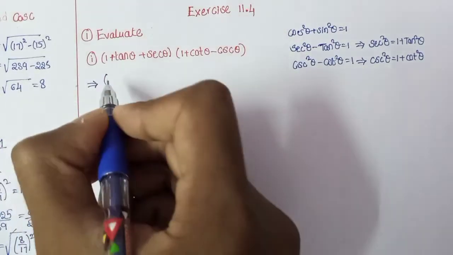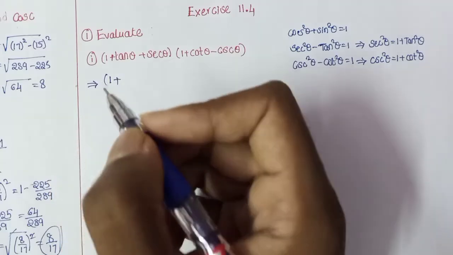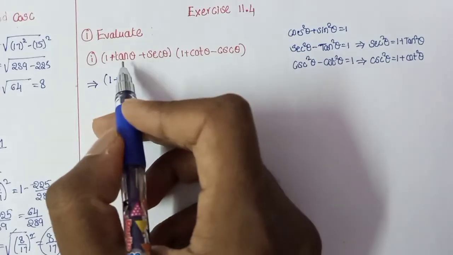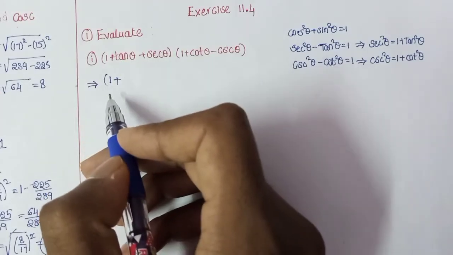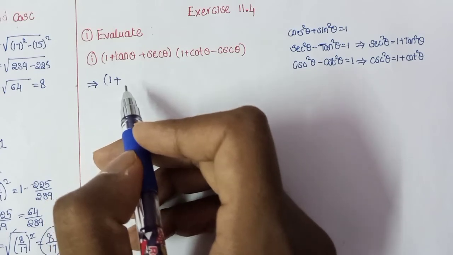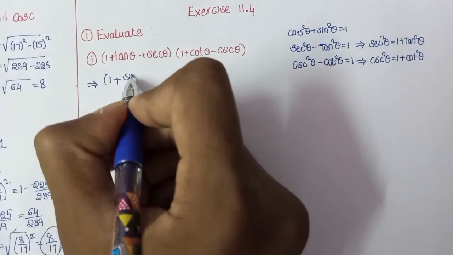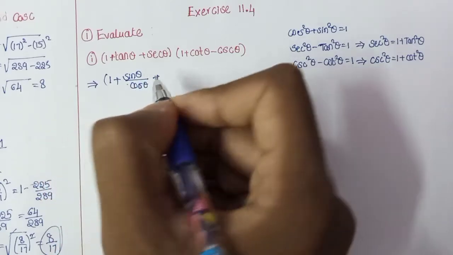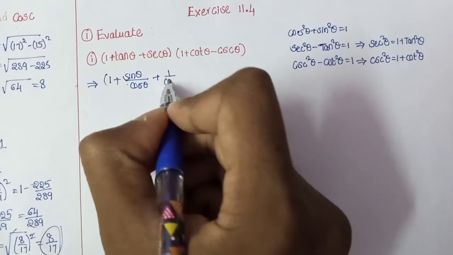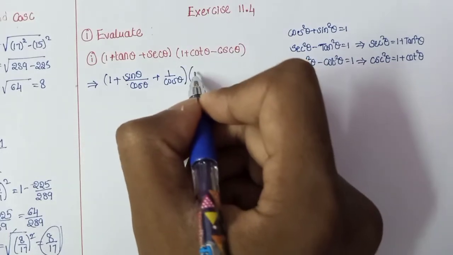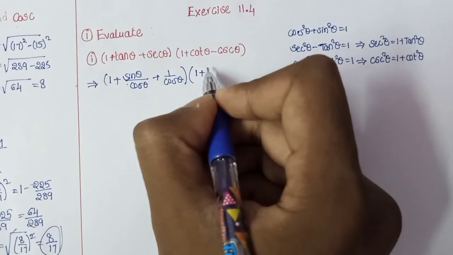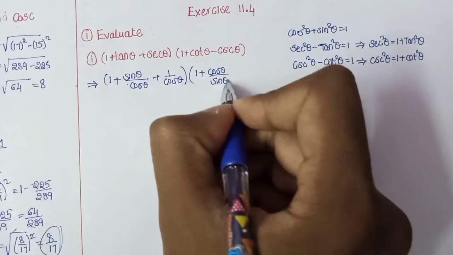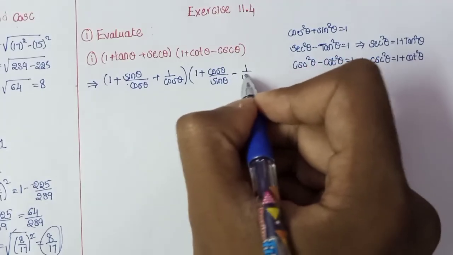Here, let us break the ratios. Let us break all the trigonometric ratios in terms of the basic ratios, sine theta and cos theta. So tan theta is equal to sine theta by cos theta, plus sec theta is equal to 1 by cos theta. Here 1 plus cot theta is the reverse of tan, that is cos theta by sine theta. Here cosec theta is 1 by sine theta.